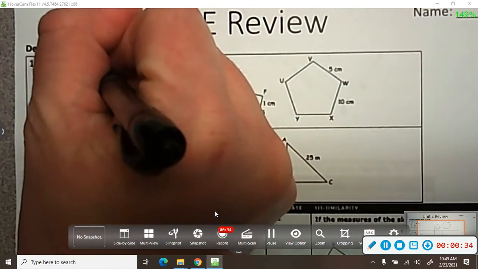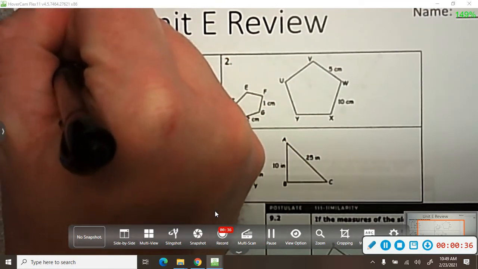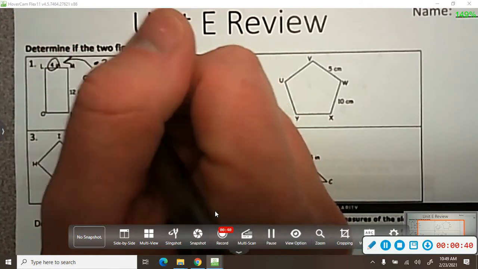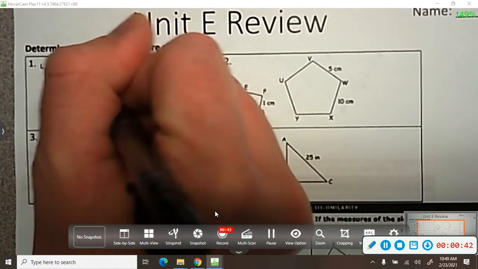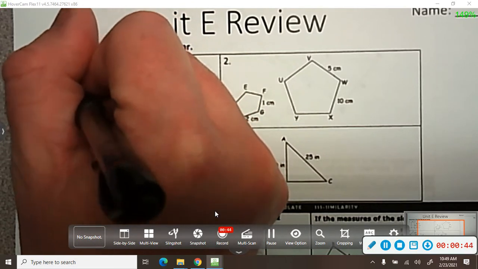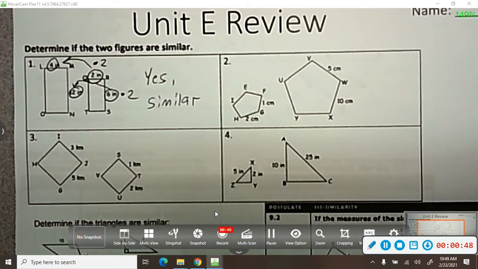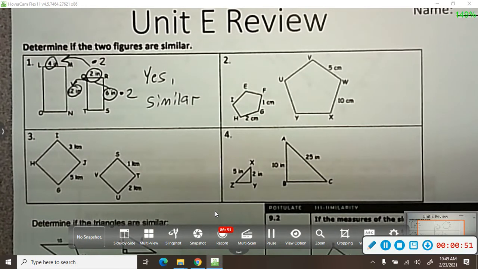Because to get from 2 to 4, you multiply it by 2. And to get from 6 to 12, you multiply it by 2. So because it's the same scale factor, I would say yes, they are similar.